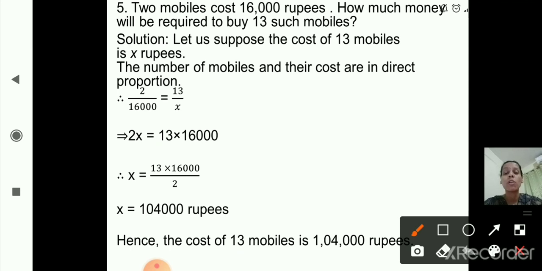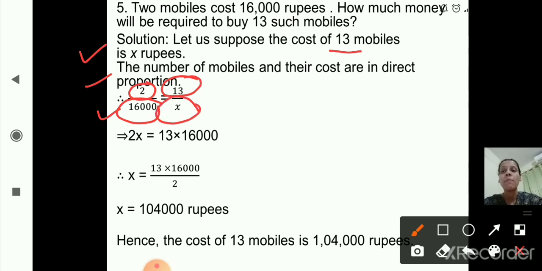So here what we have to find out? The cost of 13 mobiles. The number of mobiles given is 13, we have to find its cost. So cost is X rupees, right? So in the solution, let us suppose the cost of 13 mobiles is X rupees. Now the number of mobiles and their cost are in direct proportion. So 2 upon 16,000, meaning for two mobiles the cost is 16,000 rupees. Therefore for 13 mobiles the cost is X.